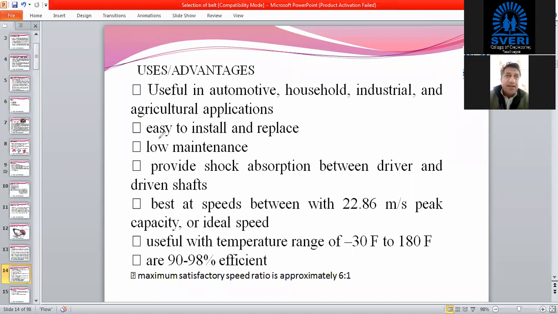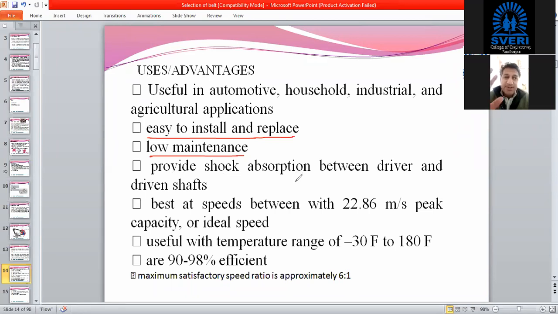Okay, then they can be installed easily and replaced easily. And low maintenance, as I have told you, these V belts have low maintenance. But if you are comparing with the flat belt, then more maintenance is there. But compared to the other drives, they have low maintenance. Okay. Then they provide shock absorbing capacity between driver and driven pulley.